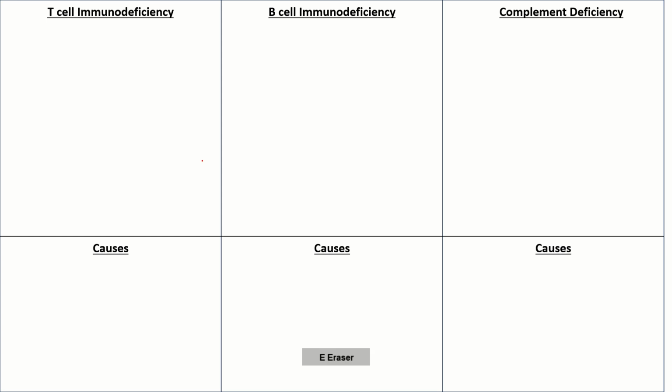All right, so today we are going to go through immunodeficiency. We're going to go through T cell and B cell immunodeficiency. We're going to go through causes, pathophysiology, and manifestations. We're going to start off with T cell immunodeficiency.